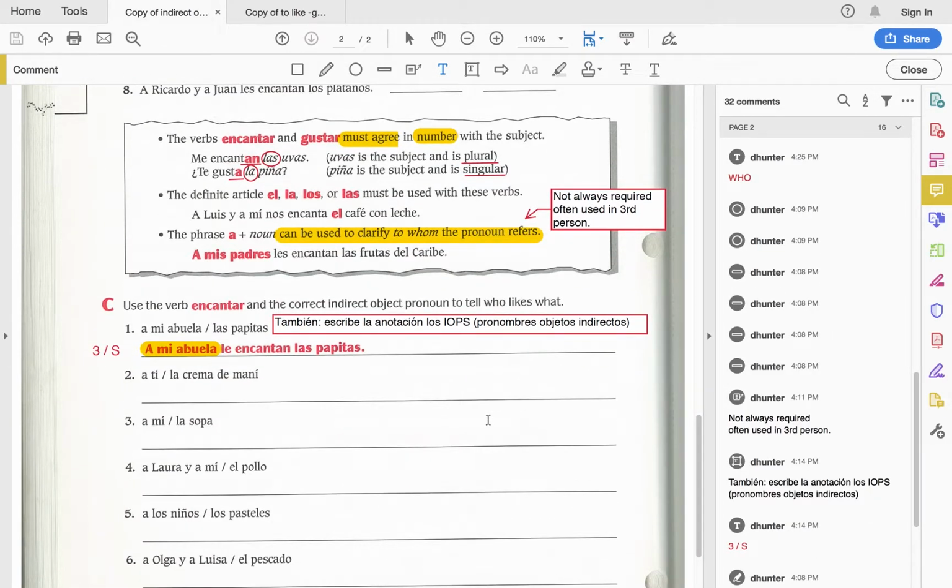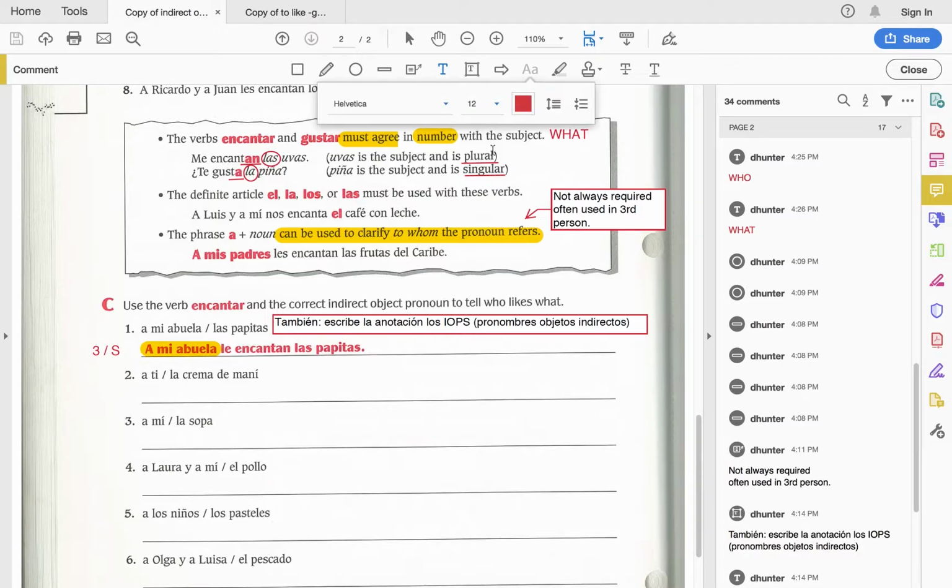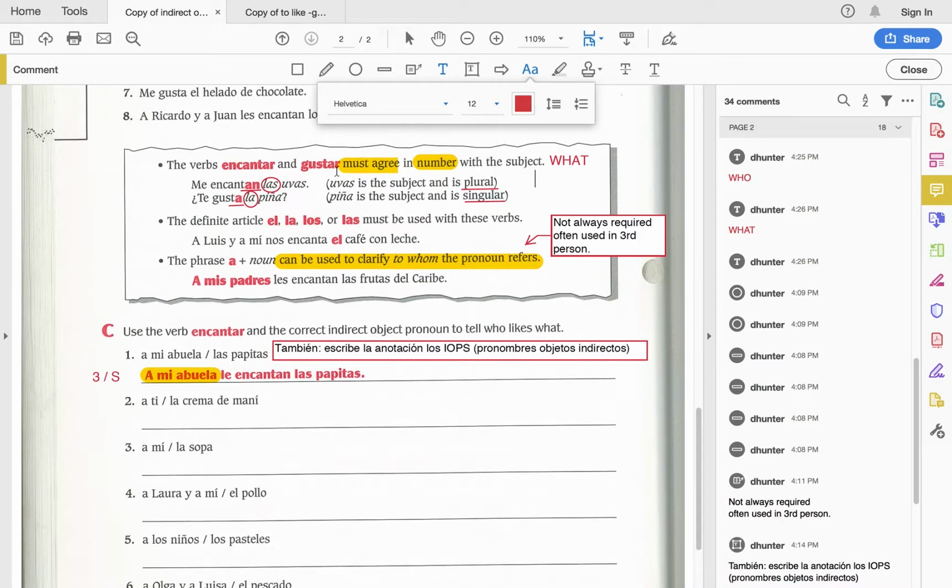Más abajo tenemos más apuntes, a little bit more notes for you. We have encantar y gustar. These must agree with the number of the subject. When we say the subject, this is the what. This is what is being pleasing, right? So what pleases them? The encantar and gustar have to agree with what pleases them based on the number.